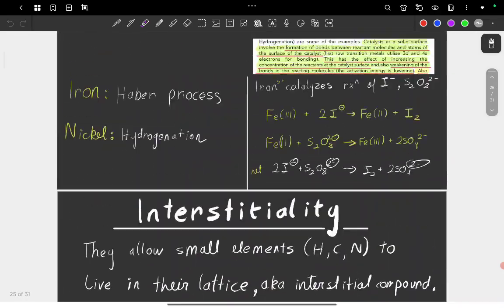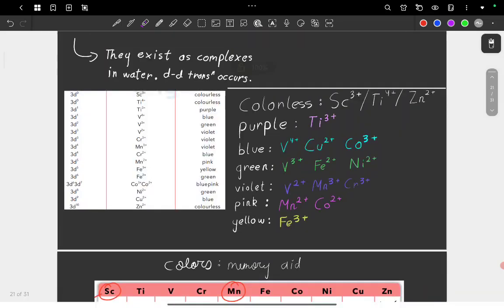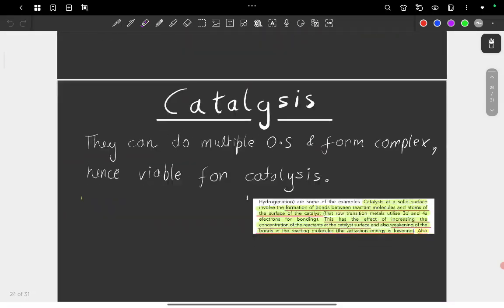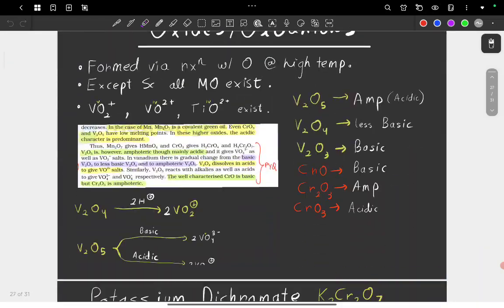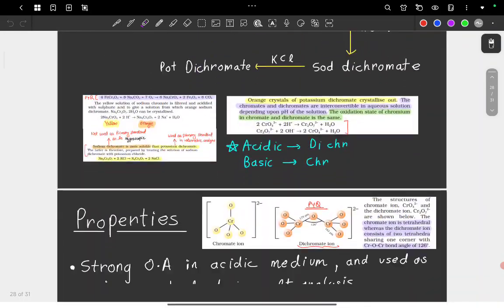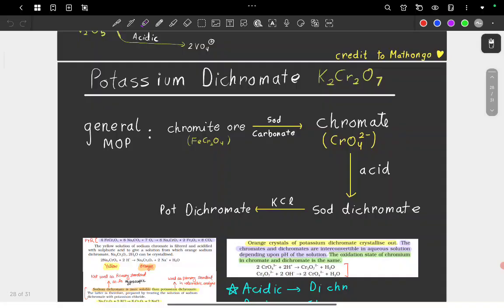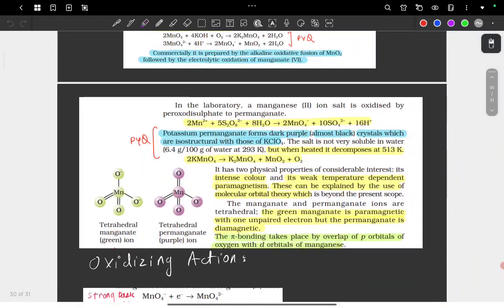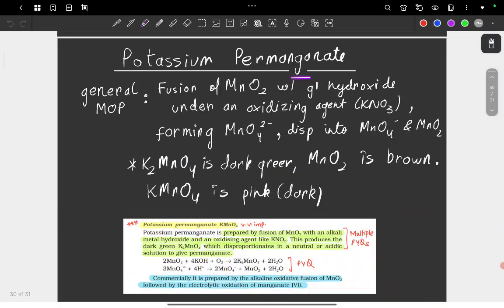So that was it about the entirety of the D block elements. But unlike P block, we also have to study the compounds. But luckily for you, there are only two compounds, potassium dichromate and potassium permanganate. So let's quickly wrap those up.